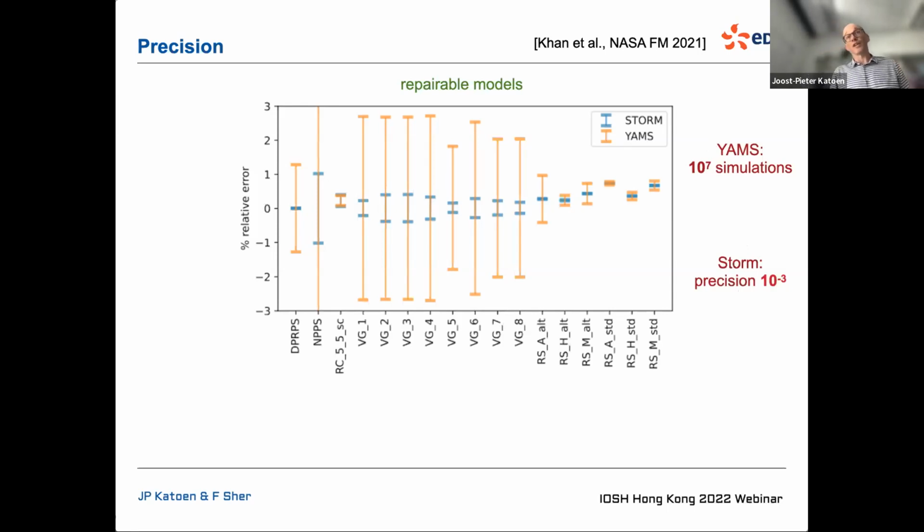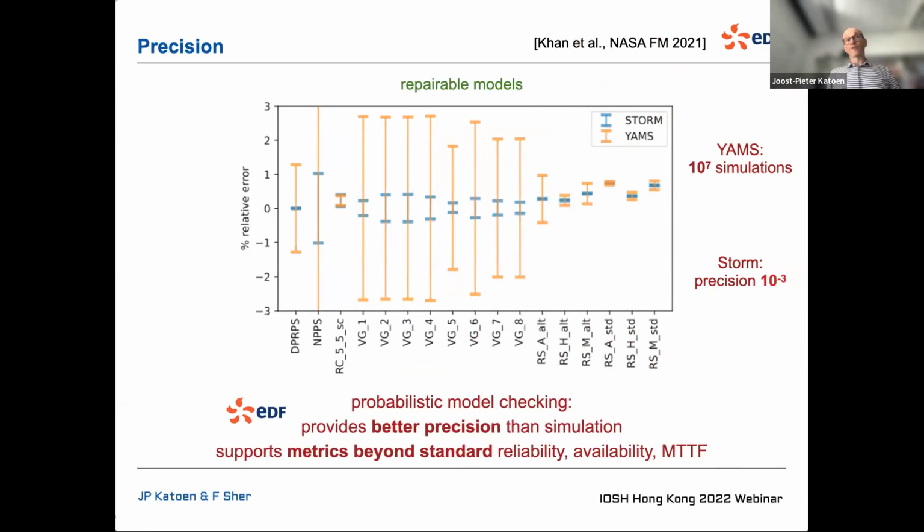I mean, typically the default setting is something like 5 or 6 decimals. And then what you see here in orange is the deviation, the relative error by simulation. And in the blue bars, you see the relative error of the model checking. And you see immediately the difference, right? So EDF, after working with them for 4 years, concluded that probabilistic model checking, the technique that I try to advocate in this talk, provides better precision, and it supports metrics that go beyond standard reliability, availability, and MTTF.